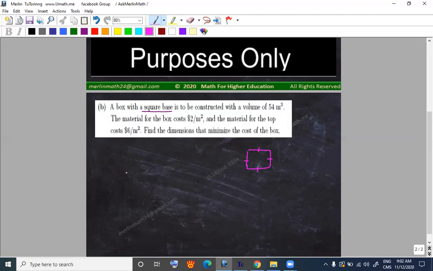So if I want to have a little figure of whatever the box looks like, let's take it a little up. So this is the square base, and we have a volume. The volume is given to be 54, and the unit is indicated to be meter cube. Now we are talking about the material of the box. So far, no base information is given. It's only the volume. Anyhow, let's keep reading.